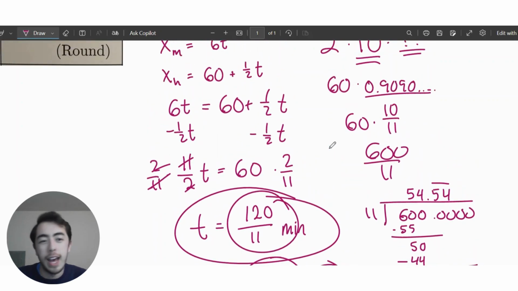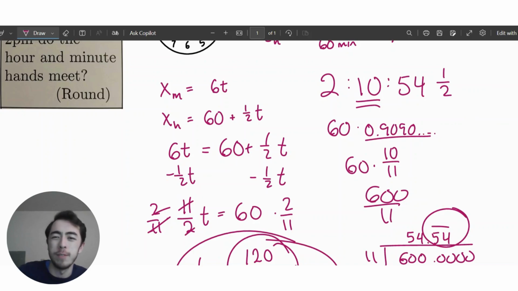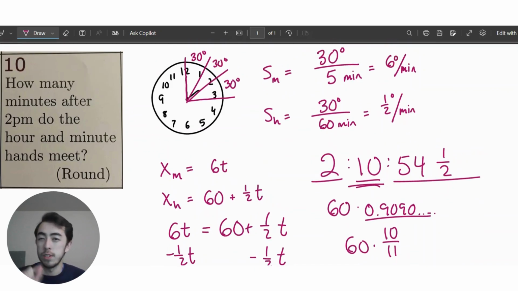And at this point, I'm kind of happy to round, and I'll say it's going to be 54 seconds and half a second, because 0.545454, that's really close to 0.5. And at that point, you might time a stopwatch, and you really are only going to go to some fraction of a second. I don't think I need to be more precise than half. So at 2 hours, 10 minutes, and 54 and a half seconds, that is when we can expect the hour hand and the minute hand to precisely overlap.